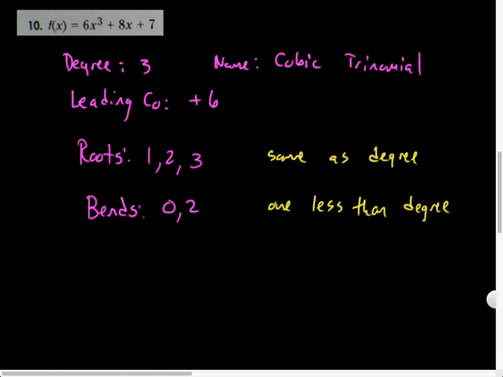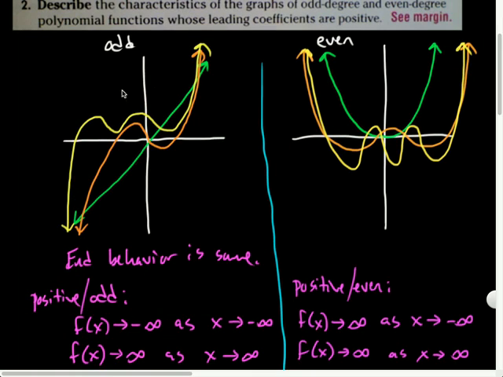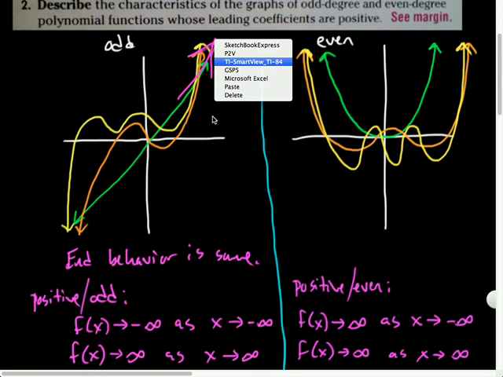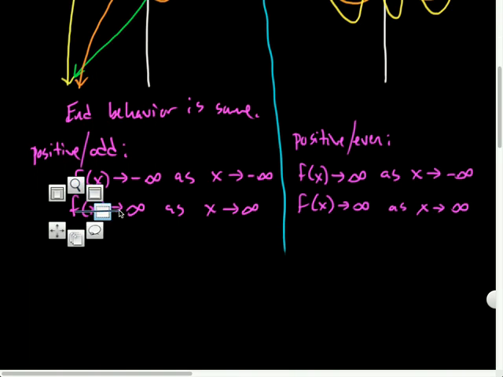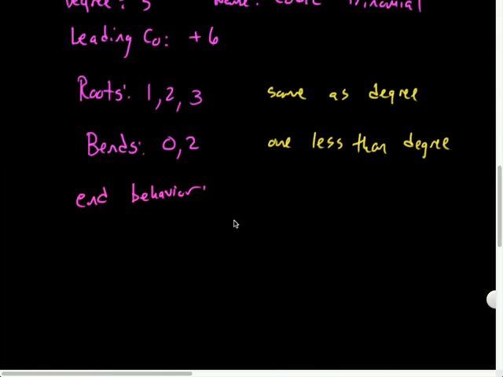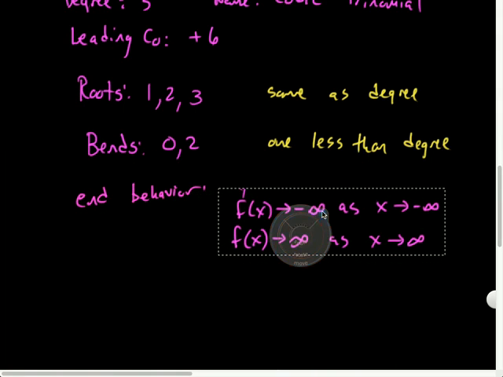And let's talk about end behavior for this. So it's an odd degree. Odd means that the end behavior is going to be in opposite directions, right? And it was a positive leading coefficient. So in fact, I can just snapshot it this way, can't I? Bam, how great is that? Lazy man's way of giving notes.